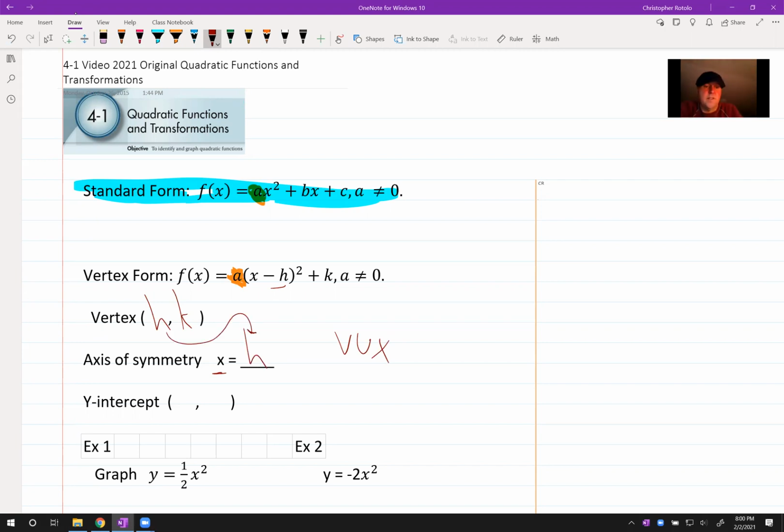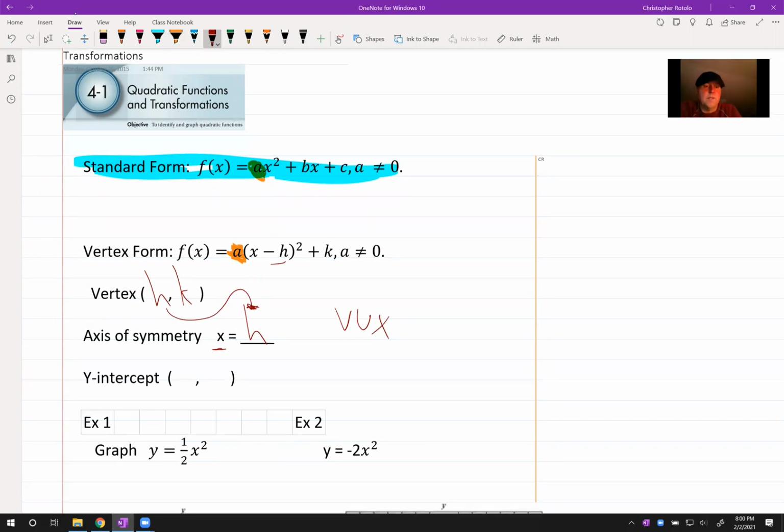So that's exactly the same thing here. So we're going to keep recycling that. And what happens is we're going to get (0, c), if it's in standard form, this c value, because if I put in 0, anything with an x goes away. But notice I don't have that in vertex form, so we're going to have a different way to work on graphing that, and that's what we're going to work on first.